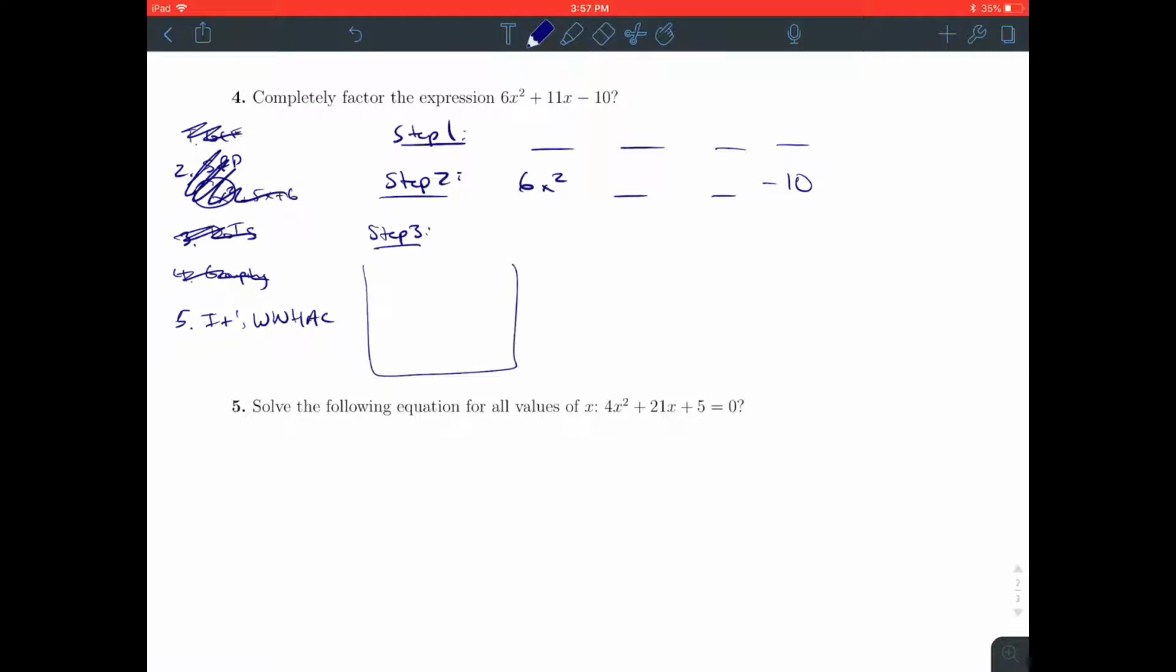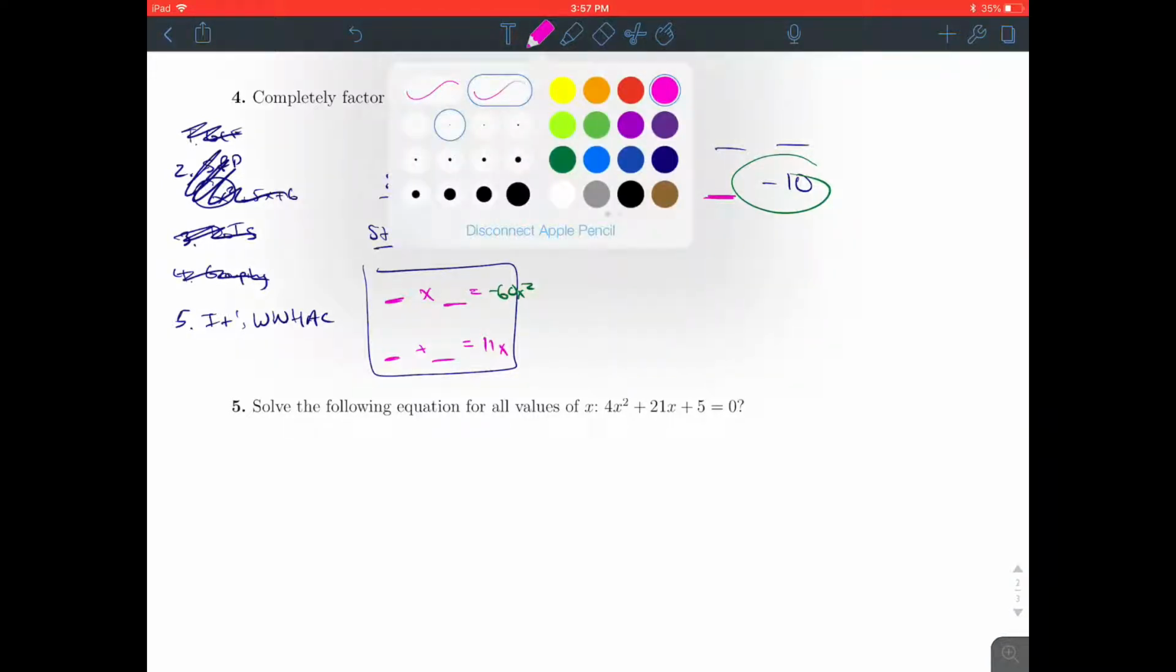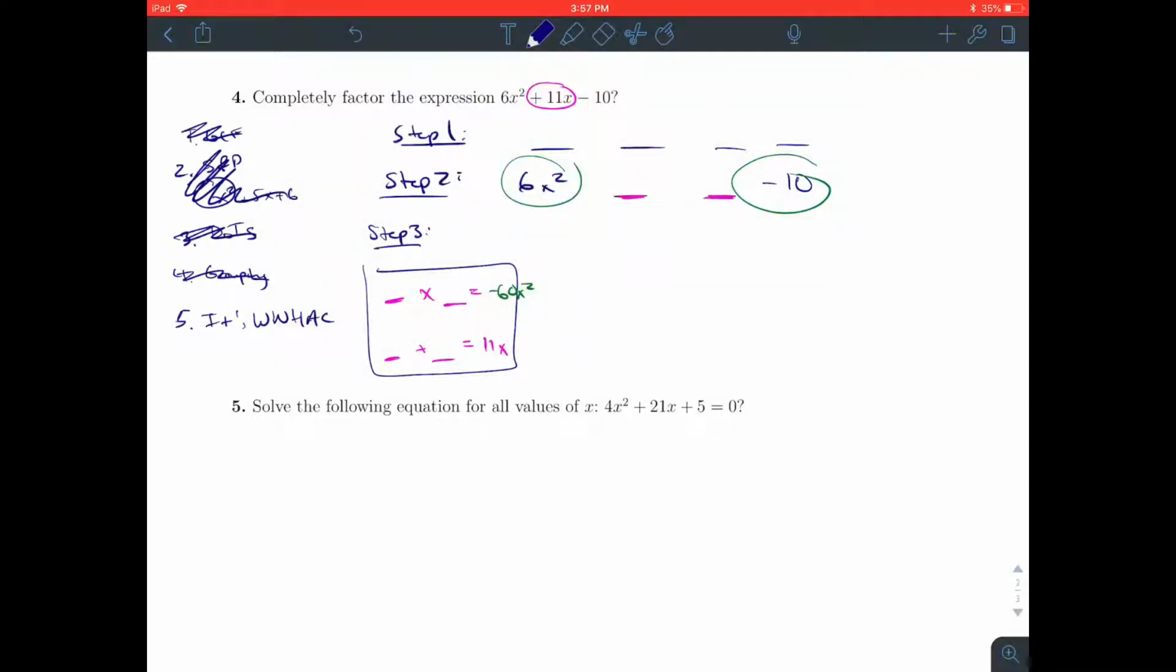What those 2 middle terms have to do, and I'm going to underline them in pink, these 2 pink mystery terms, they need to multiply to the same thing as the other terms, and they need to add to the same thing as the original middle term. So this one is actually pretty difficult.